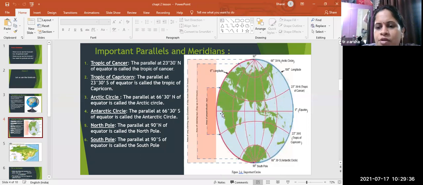These two parallels are in between, around the equator. The sun rays are perpendicular, falling directly here mostly, so we have given the names Tropic of Cancer and Tropic of Capricorn. Next is the Arctic Circle. The Arctic Circle is the parallel at 66° 30 minutes north.